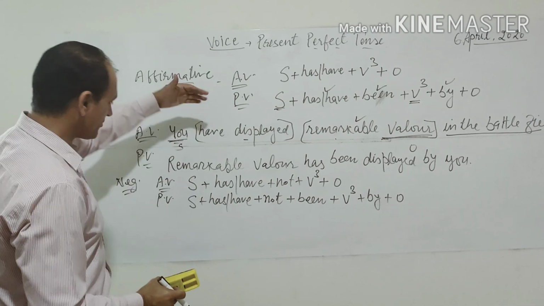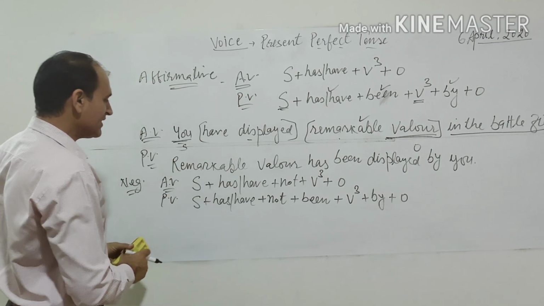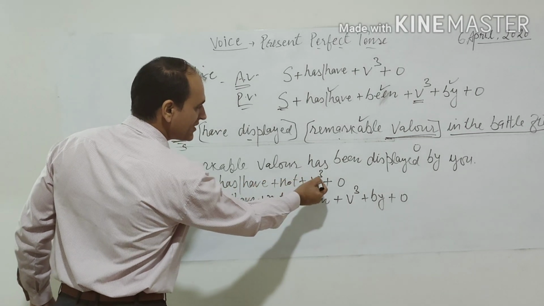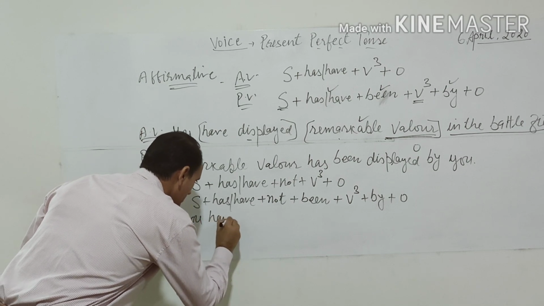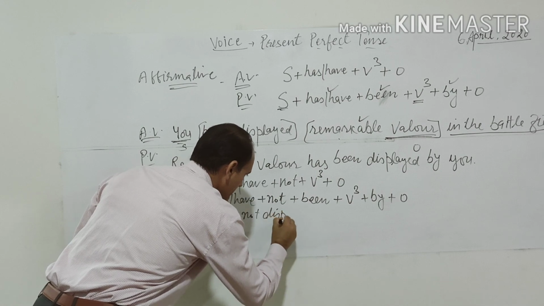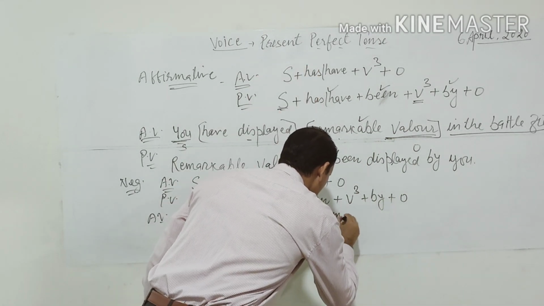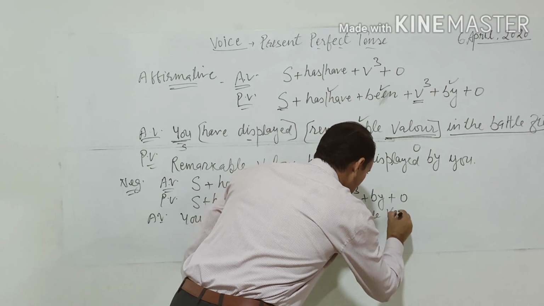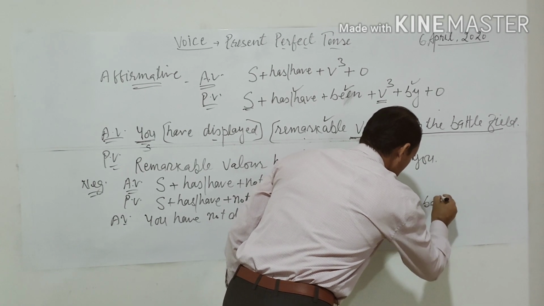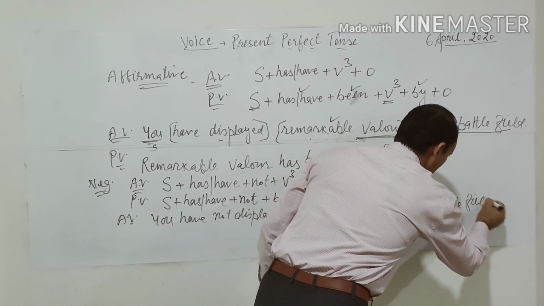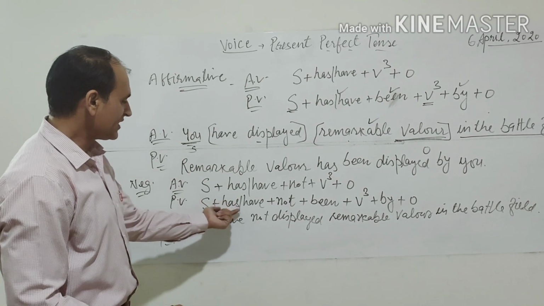Now let's change the same sentence. We'll be converting the same sentence into negative and then into passive form. You have displayed. So in negative sentence it becomes you have not displayed. Active voice is you have not displayed remarkable valor in the battlefield as it is. When we change this sentence into passive voice, the structure is subject plus has, have, not plus be.